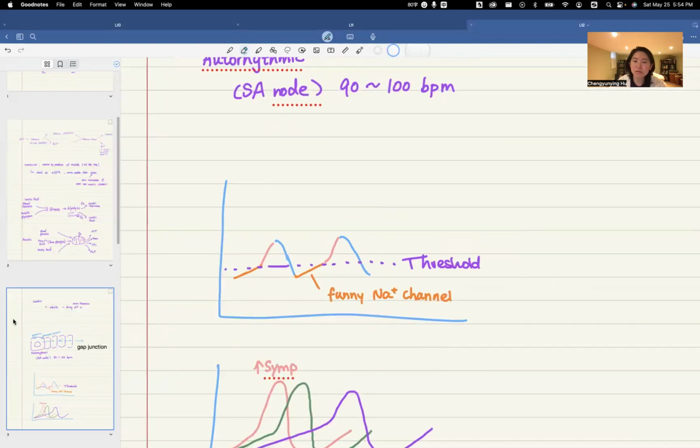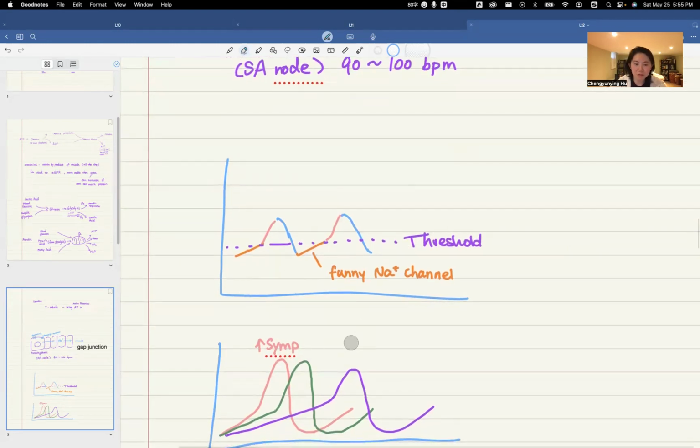And this is the neuron graph for the heart. The orange line is when the funny sodium channel opens. This channel is specific to the heart. Just get an idea, no need to memorize. So when the funny sodium channel opens up on the heart, it helps it to depolarize. That's what this graph is about.